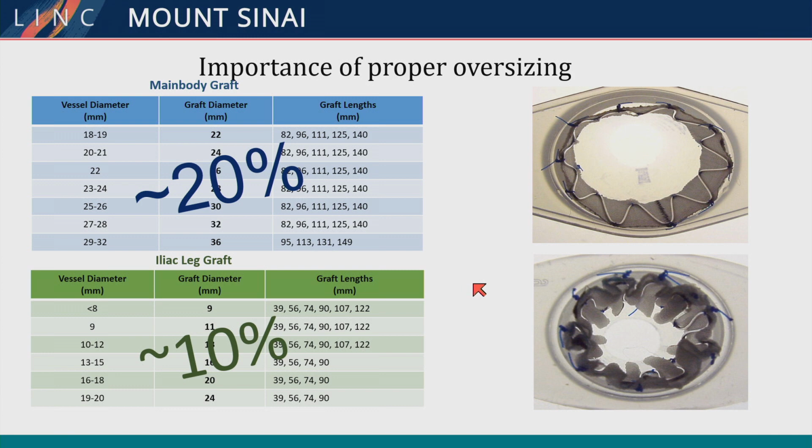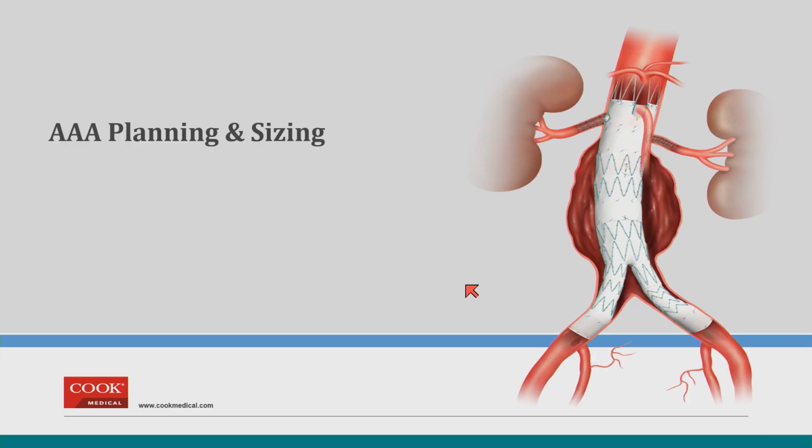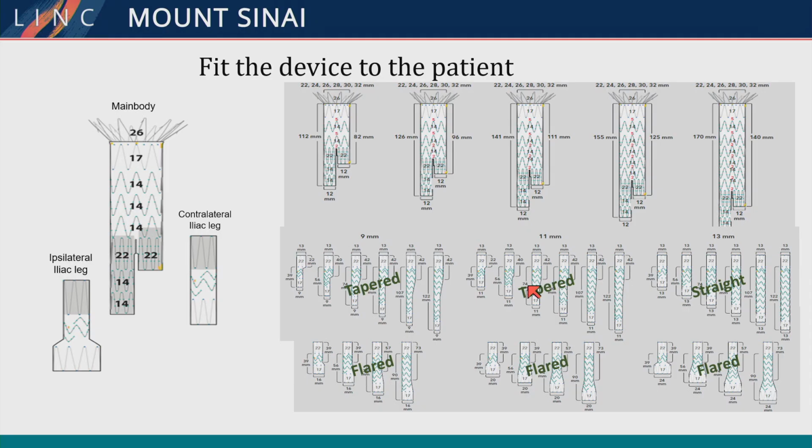For the iliacs, somewhere between 10 and 20% is acceptable. Now, just to go through some of the commonly used devices. For Cook, there are sizing sheets that can be used. You take the measurements that were obtained previously that we talked about, the diameters and lengths. You can plug those numbers into a worksheet and then determine which graft you're going to use.